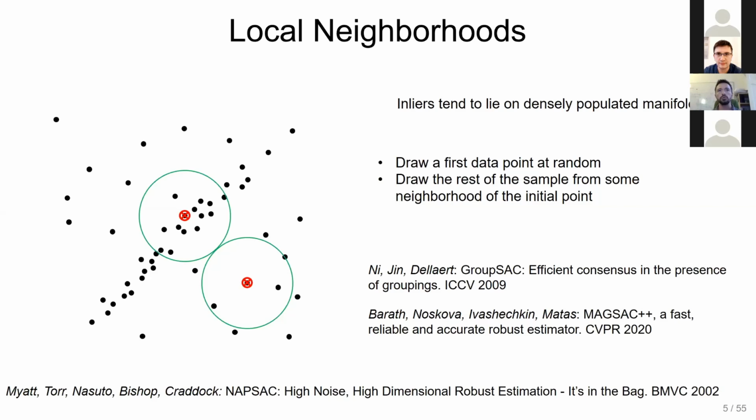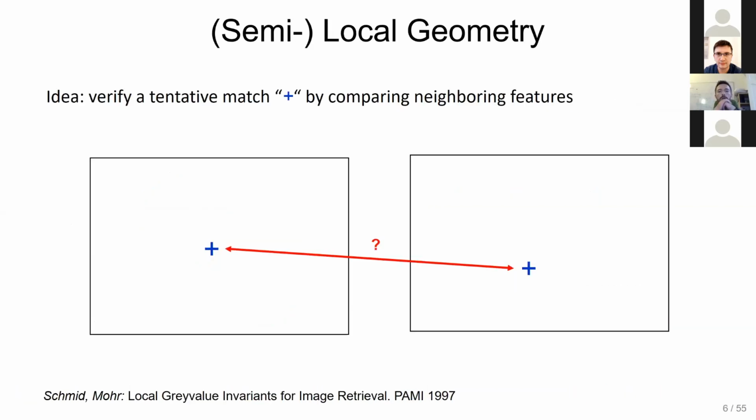I want to show that this idea has been here for a while. In 1997, Schmidt and Moore proposed some pre-verification of a tentative match. If you have two features in two images that look alike, can we somehow estimate whether these are going to be good matches or whether these are going to be outliers? They suggest having a look at the local neighborhood of those features.